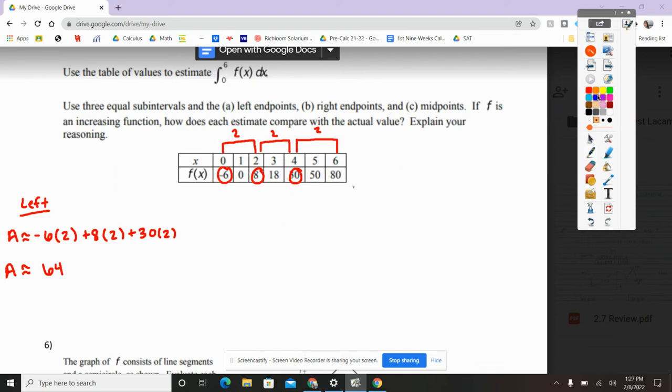Now for the right, this time we're going to be using our right values. So I'm going to use 80, 30, and 8. So here our area is approximately 80 times 2 plus 30 times 2 plus 8 times 2. And here our area is approximately 236.